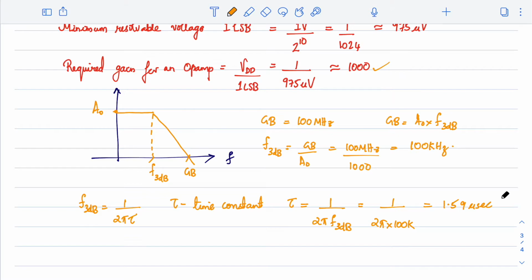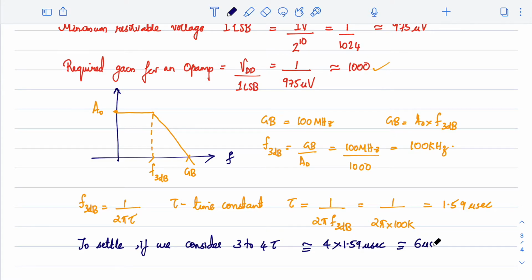Now if your time constant is 1.59 microseconds, and let's say the circuit takes 3 to 4 times this tau to settle, multiplying 4 by 1.59 microseconds is closely equal to 6 microseconds, right? That means the maximum rate at which we can compare a signal, say if I am using an op-amp to compare two voltages, will be in accordance with this time constant tau.